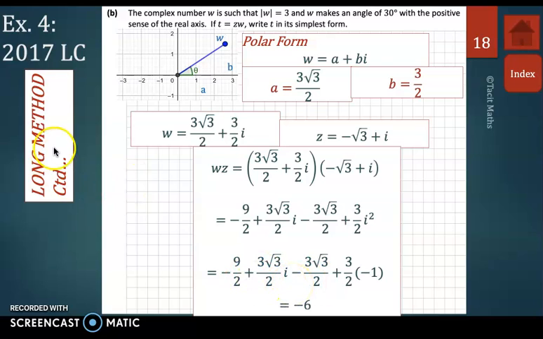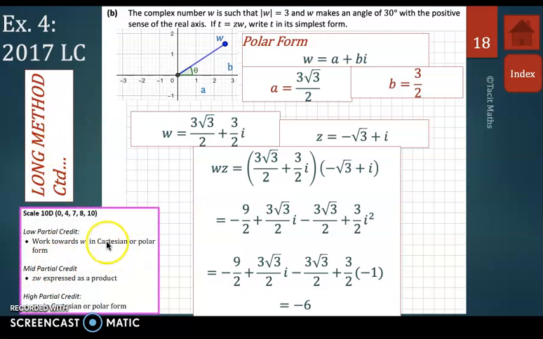So definitely a longer method there. You still only get 10 marks for doing it the very long way, but this would have been a very, very troublesome question this year. And the interesting thing is the vast majority of students would have got part A right, whereas this part B was one of the worst answered questions this year as well.